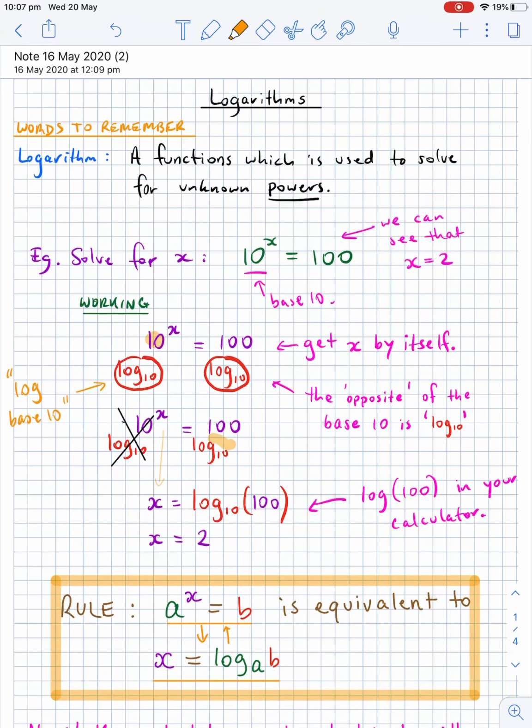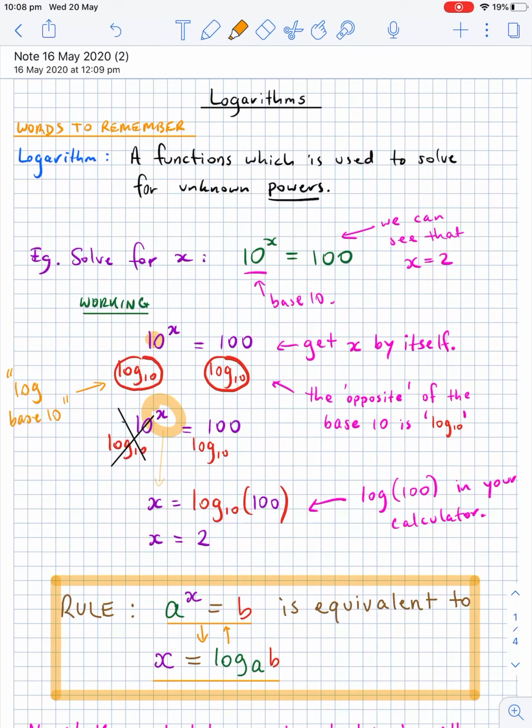When we apply this log base 10 to the 100 over here, this is what it looks like. The 100 goes in some brackets next to the log base 10. You don't need to put the brackets there, but it's helpful to show what the log base 10 is applying to. It's applying to the 100. The x is now by itself.